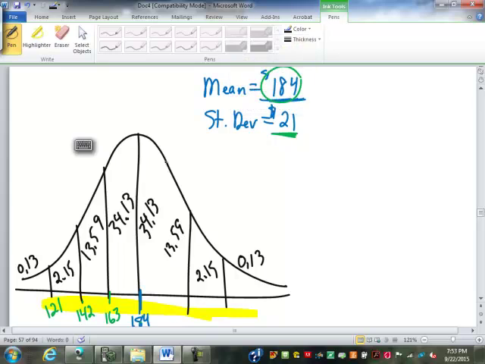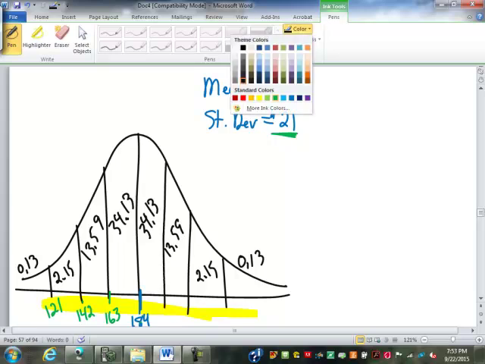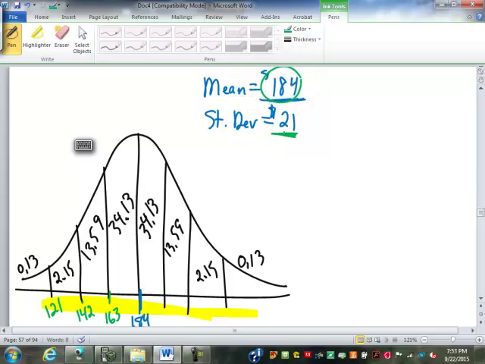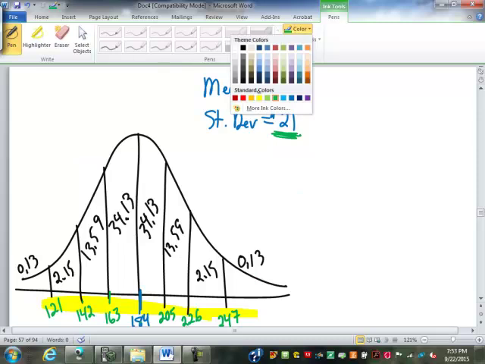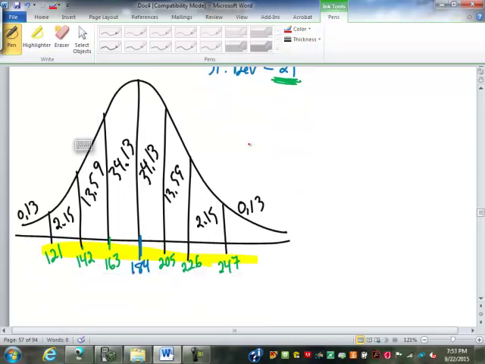Going the other direction, we're adding the standard deviation. In this case, we're adding 21 at each step. So 184 plus 21 is 205, plus another 21 is 226, plus another standard deviation is 247. So now that we have those numbers in down here, now we can ask questions.